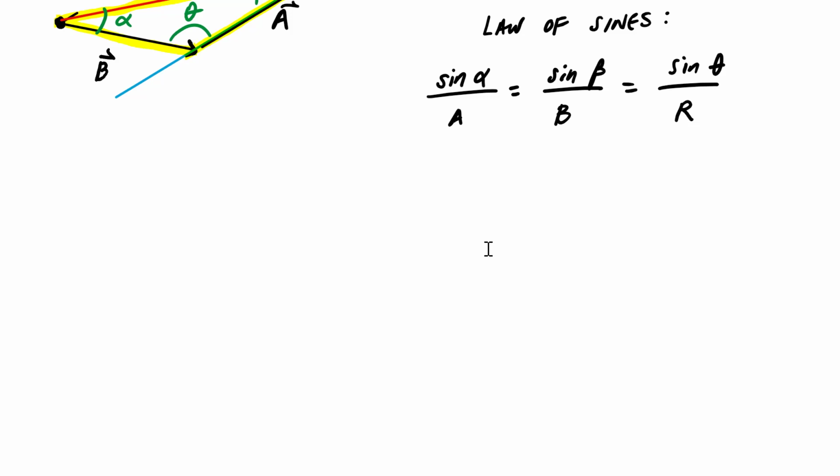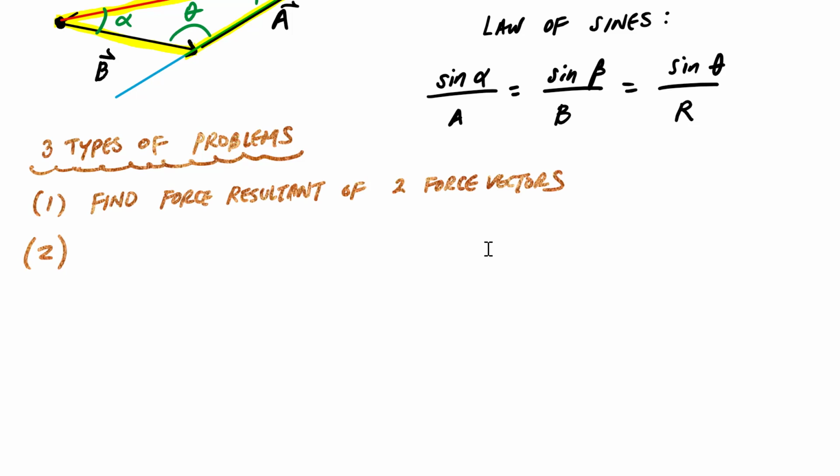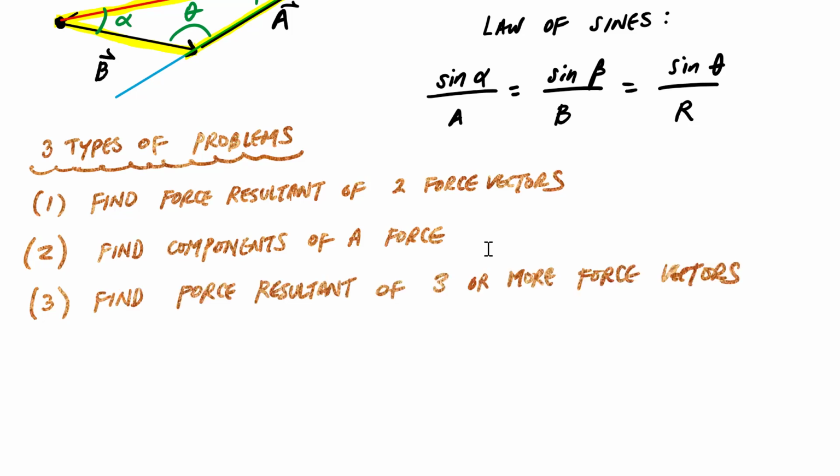Before we do some examples, you should know there are three types of problems that we solve using the parallelogram law. One is, given two force vectors, can you find the force resultant? The other is, knowing a force, can you find the components of that force in some direction? Third is to actually find the force resultant of three or more force vectors. In this video, we'll do a couple examples of case 1 and then follow up with some other parts to this video that illustrate case 2 and case 3.